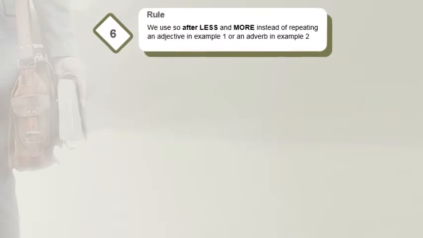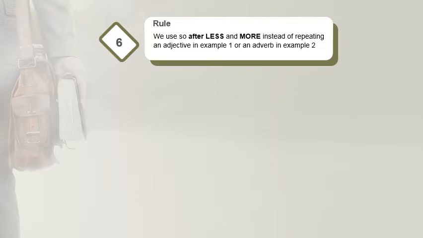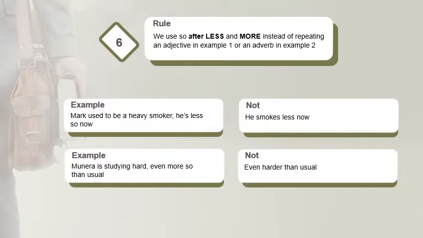Rule number 6. We use so after less and more instead of repeating an adjective in example number 1 or an adverb in example number 2. First example, Mark used to be a heavy smoker. He is less so now. Not, he smokes less now. Example number 2, Munira is studying hard, even more so than usual. Not, even harder than usual.